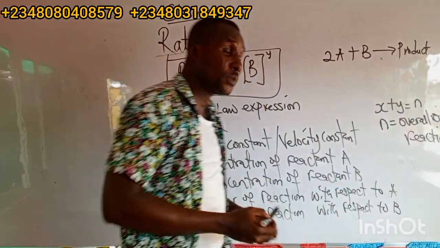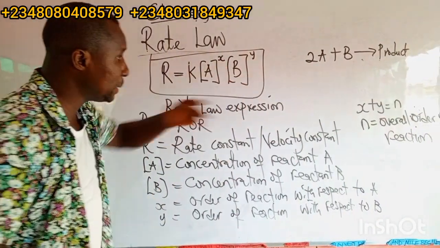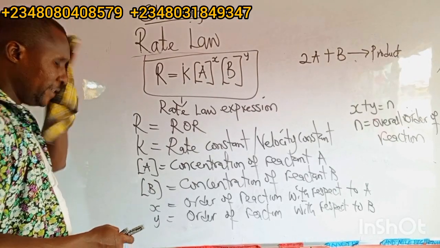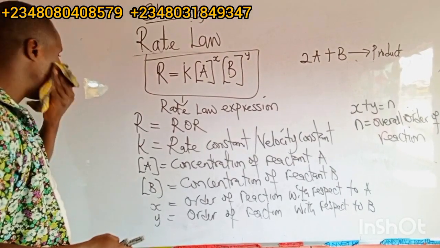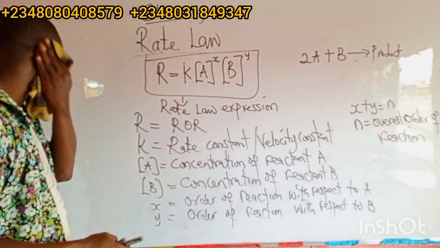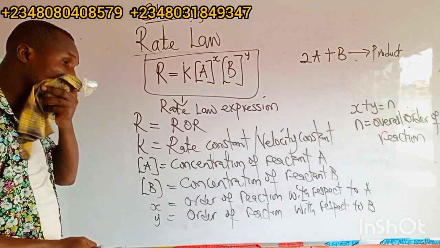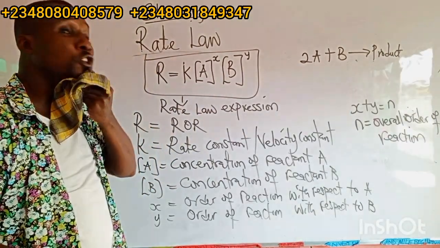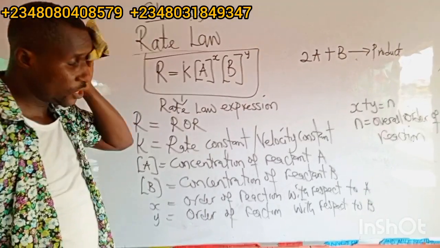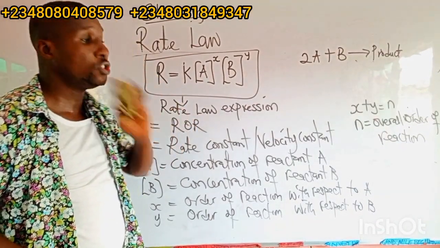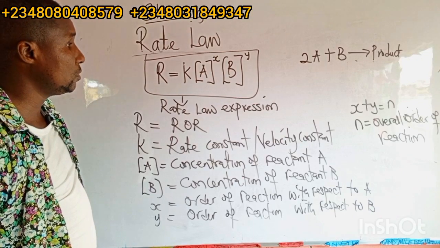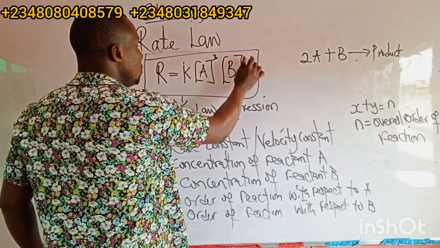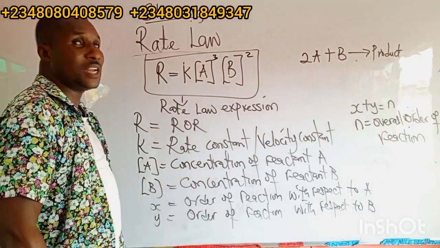So if you know this, when X plus Y gives you N, that means N is overall order of reaction. Take note of that. This is rate law equation or rate law expression. It shows the relationship between rate of reaction and concentration. Take note. For example, if I have this one 3, this one 2, what is overall order of this reaction?